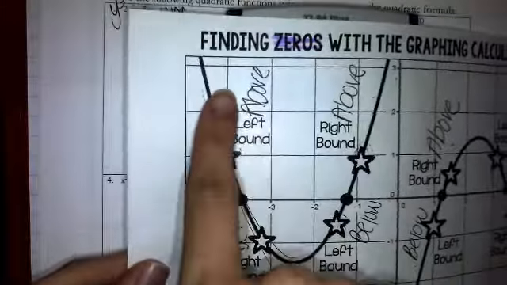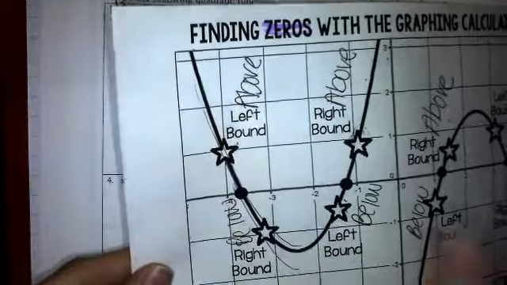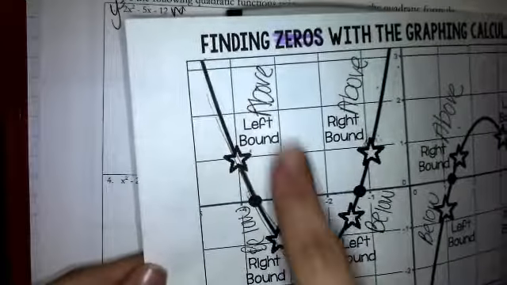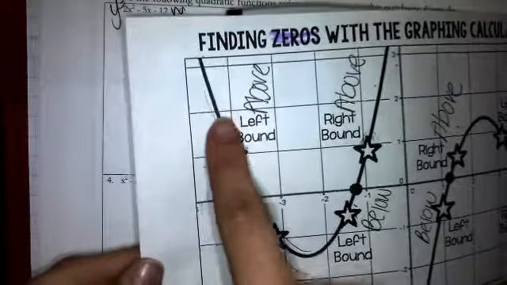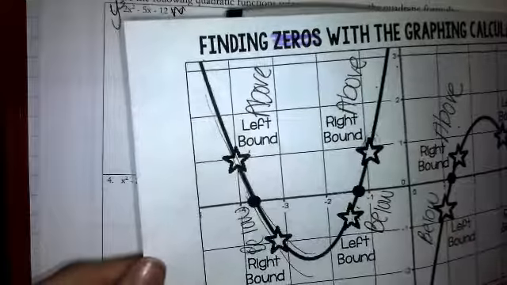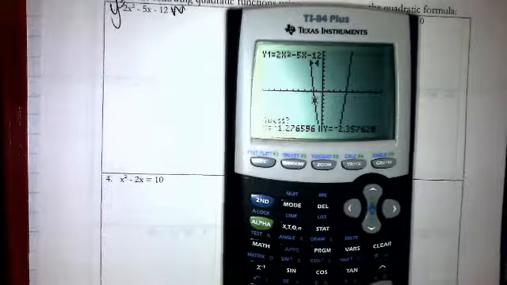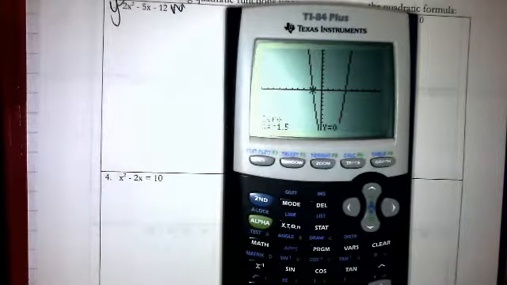So I started over here because this is what my parabola looks like. Always start on the left side. If this is what my parabola looks like, I start here and I just follow my parabola. Left bound is above the x-axis, right bound is below the x-axis. Now it's saying guess. I'm going to hit enter one more time.